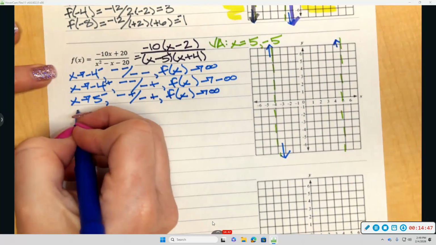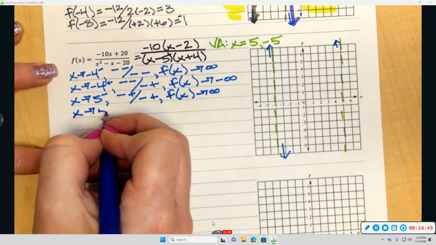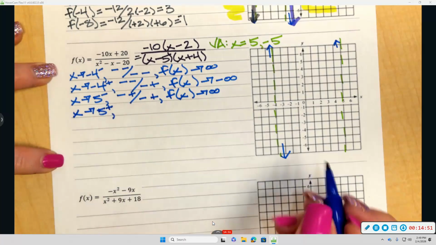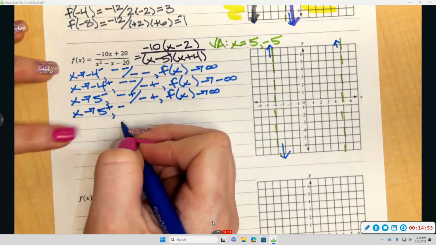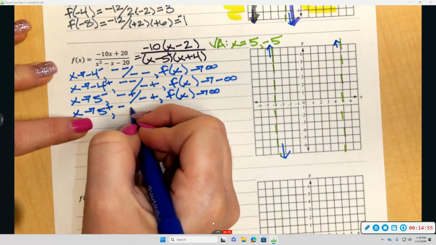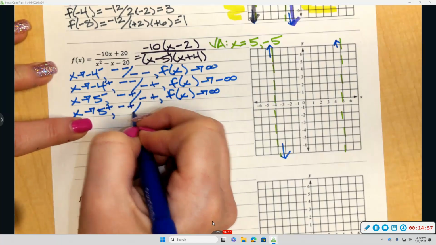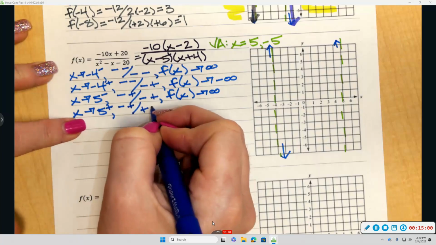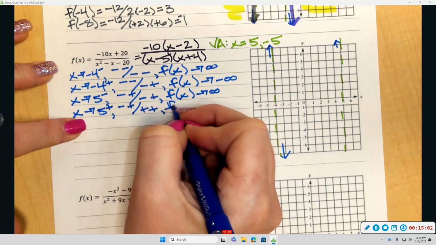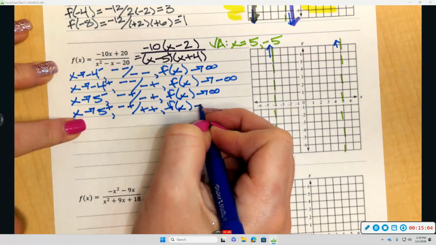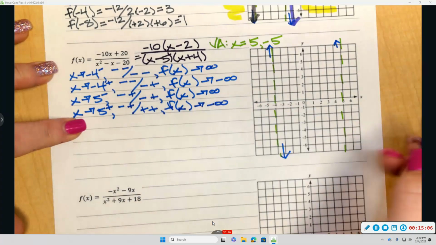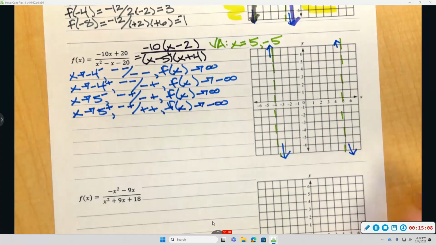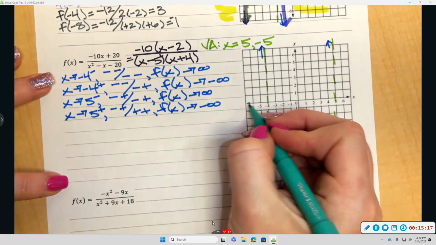And then if we go from 5 to the right, we still have that negative 10. Now if we're more than 5, that next factor is positive. Then in the denominator we are positive, positive. So our function is approaching negative infinity. Looking for a horizontal asymptote, this is bigger on bottom, y equals 0.